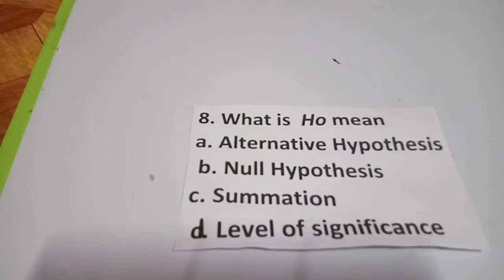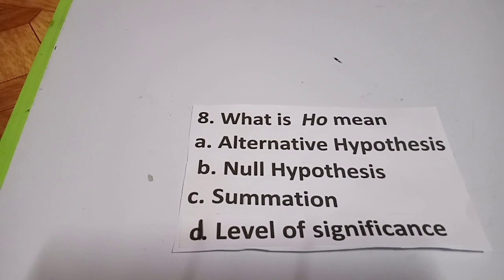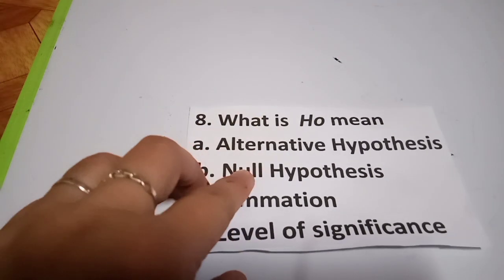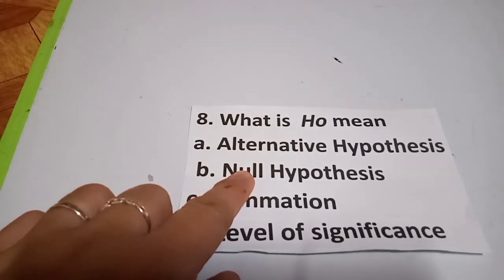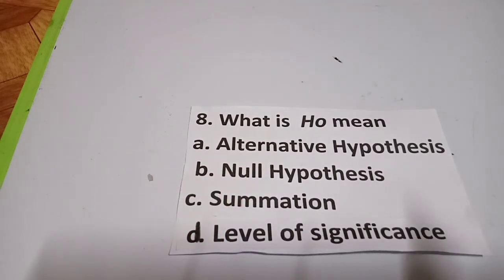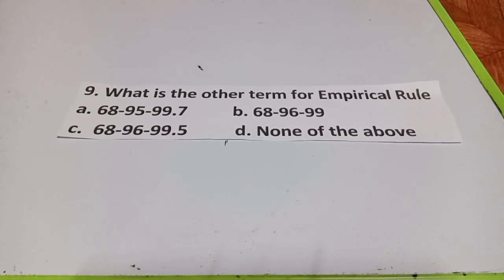Okay, for number 8, I repeat that HO is the null hypothesis. HA is the alternative hypothesis, summation is the sum, and the level of significance is always 1 minus the confidence level. So the best answer for number 8 is letter B. Null hypothesis is the symbol HO. Okay, let's proceed to number 9.